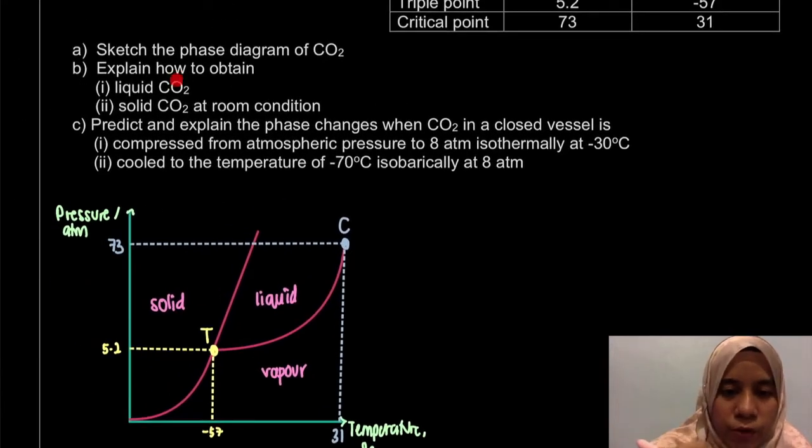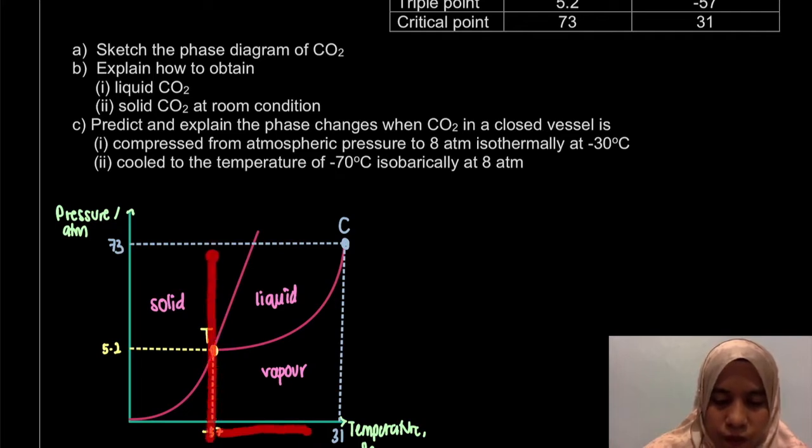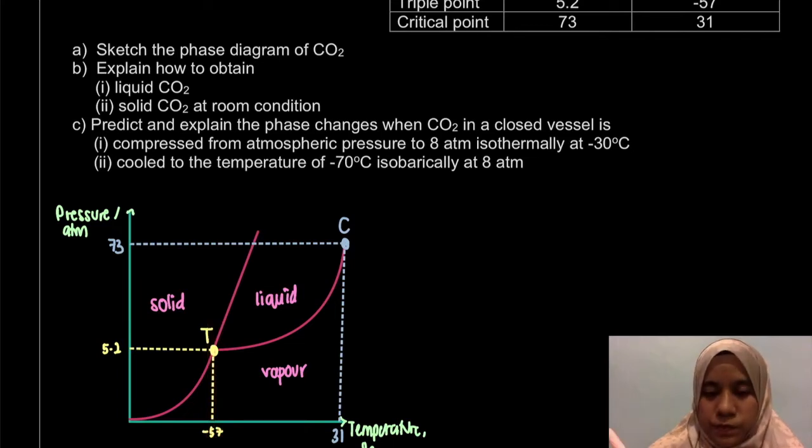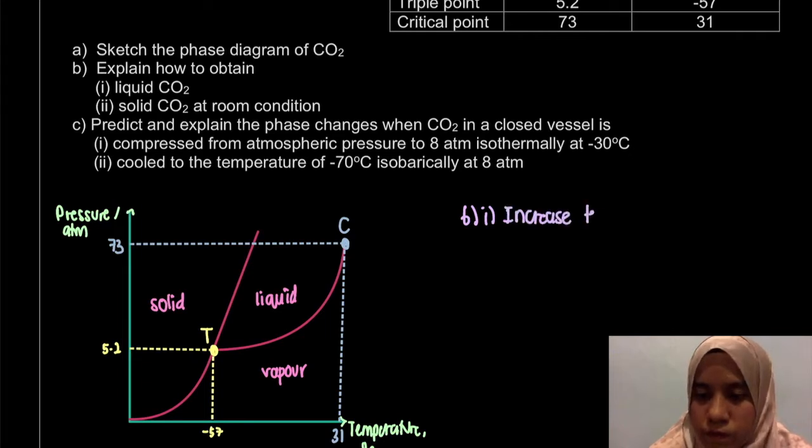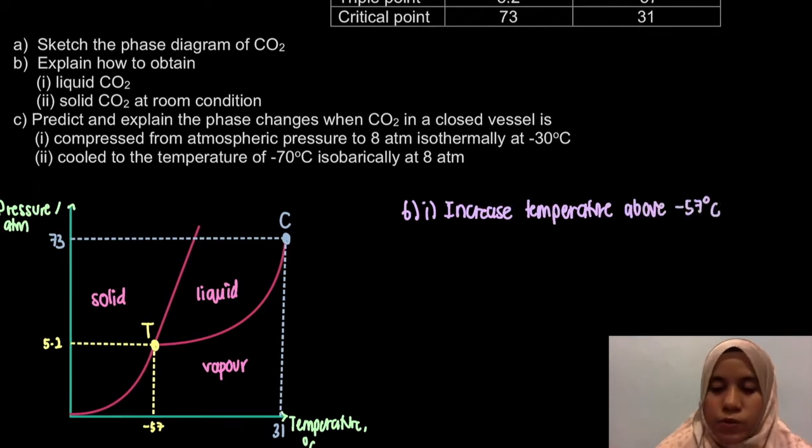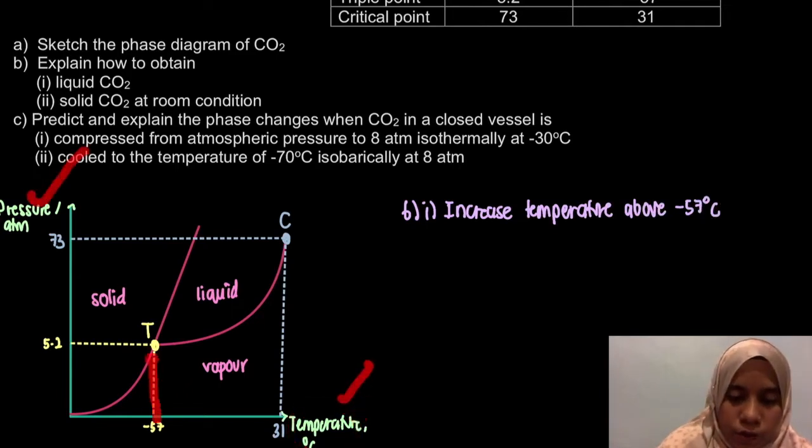Next, they ask: explain how to obtain liquid CO2. How do we obtain it? First, if we want liquid CO2, the temperature must start from negative 57; above negative 57 there is liquid. So to answer B1, first we increase the temperature above negative 57. That is one, in terms of temperature.